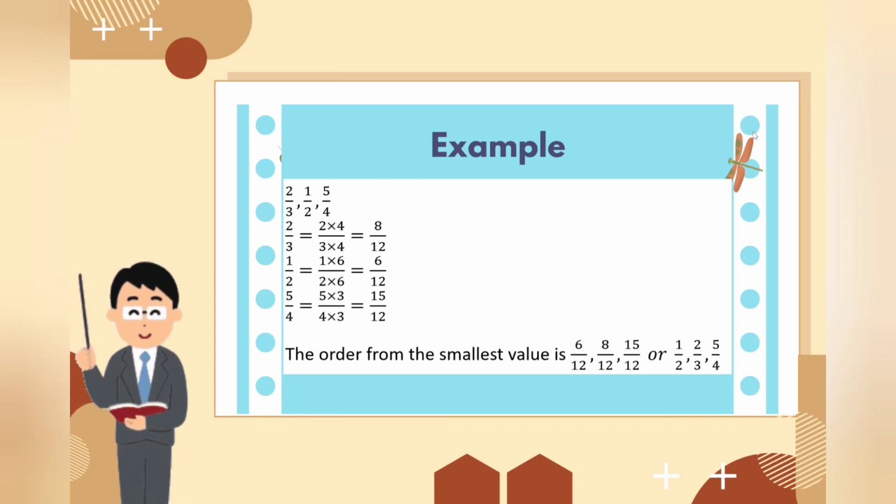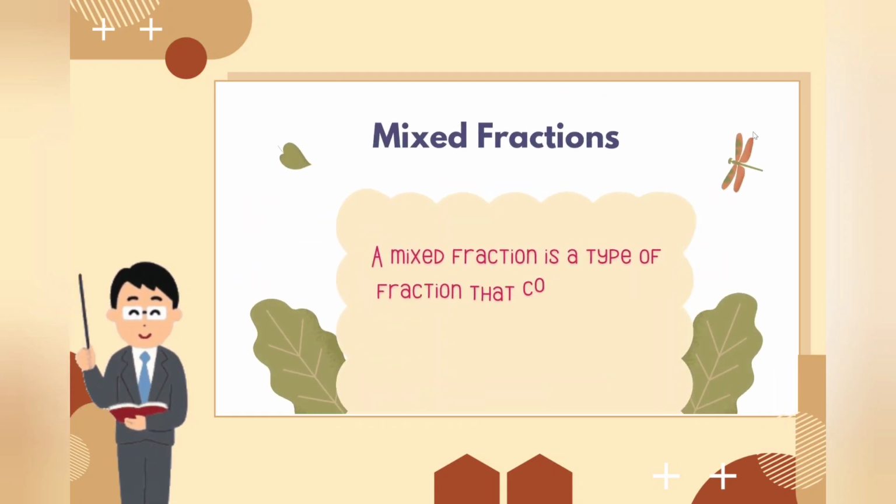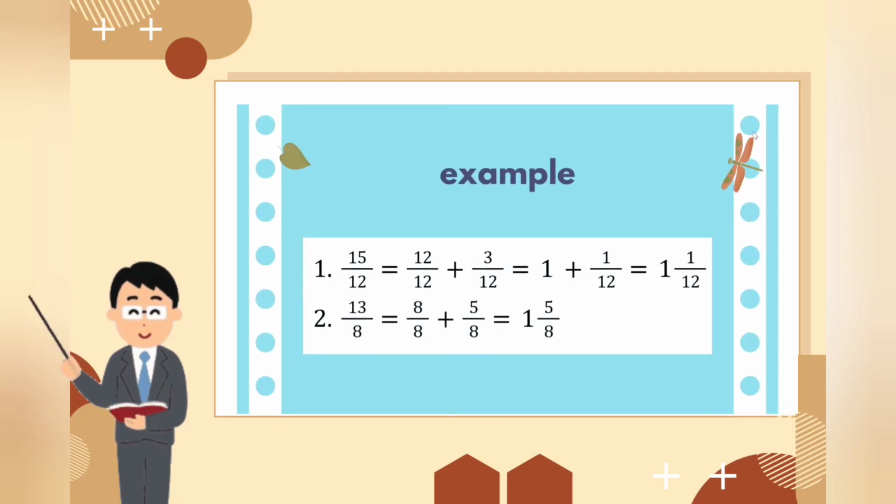The order from the smallest value is 6 divided by 12, 8 divided by 12, and 15 divided by 12, or 1 half, 2 divided by 3, 5 divided by 4. Next, let's review mixed fractions. A mixed fraction is a type of fraction that consists of a whole number and a proper fraction combined.